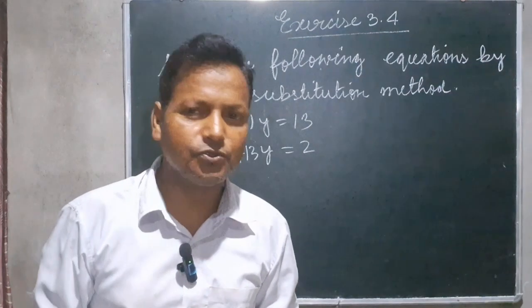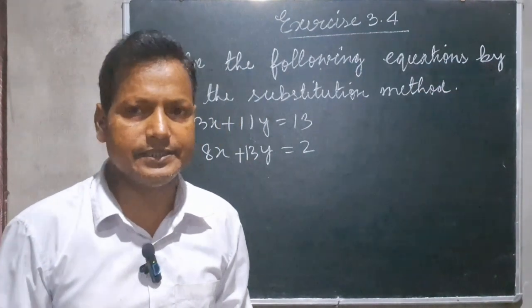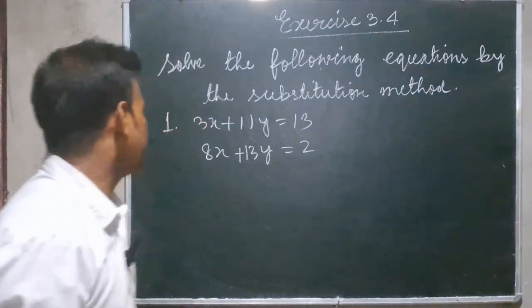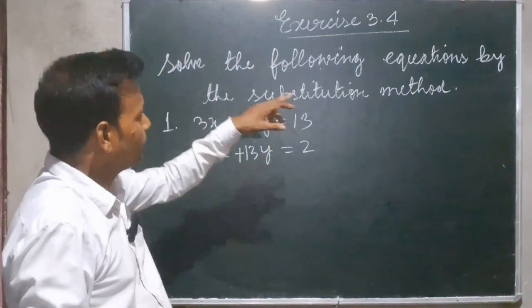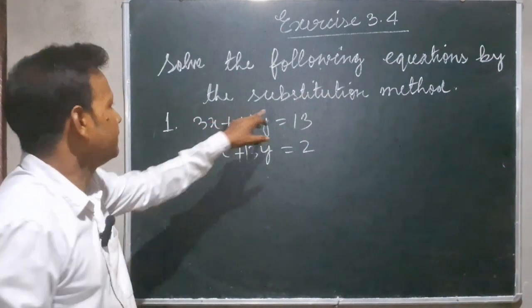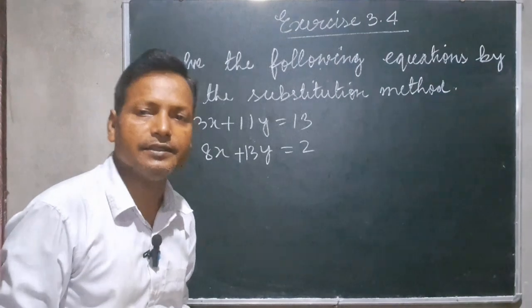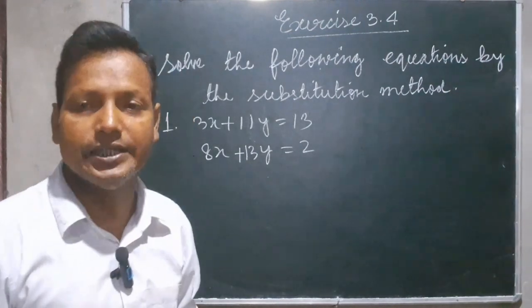Today I am going to solve the problems from class 10 exercise 3.4. The question is: solve the following equations by the substitution method. In the substitution method, we have to find the values of x and y.